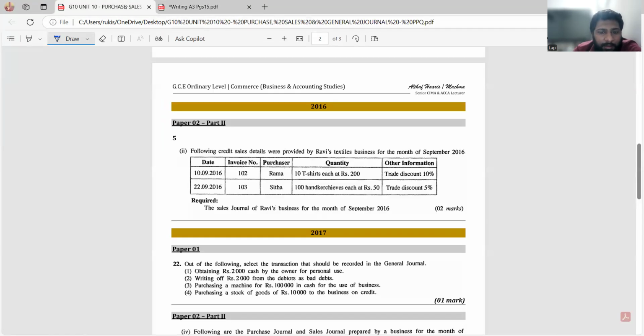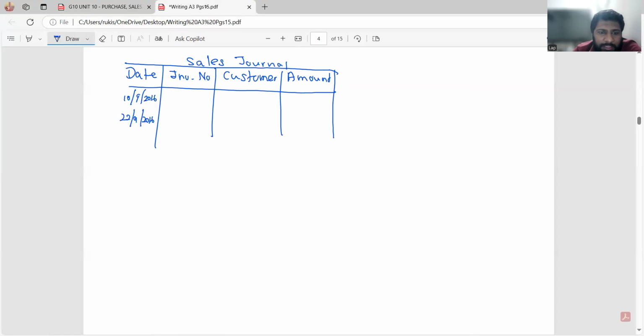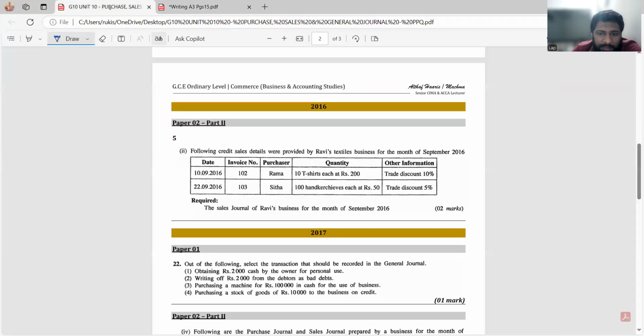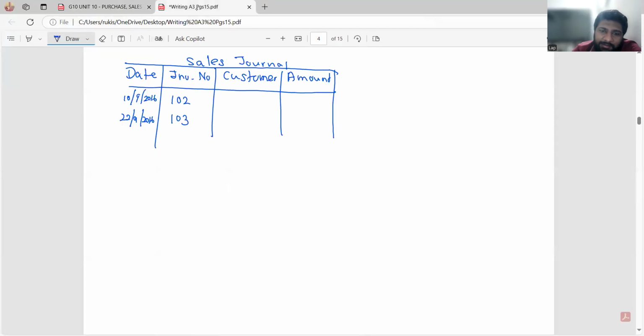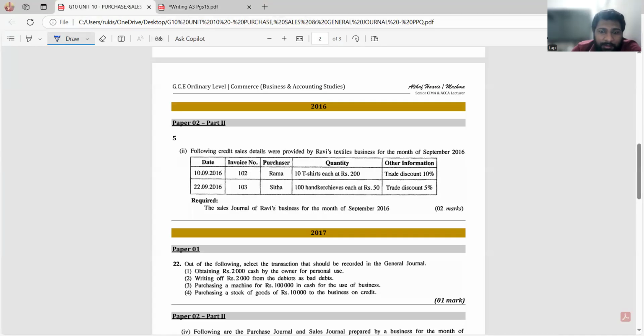22/9/2016. Invoice number 102103. Customer names Rama and Sita. And they have given the quantities and other information. So we learn always we have to write the values after the trade discount. Don't forget it.